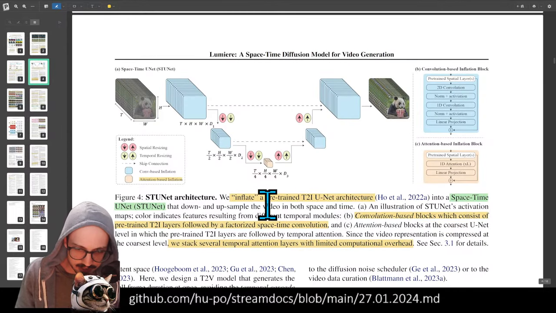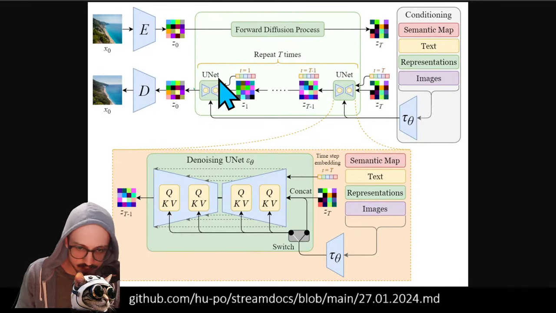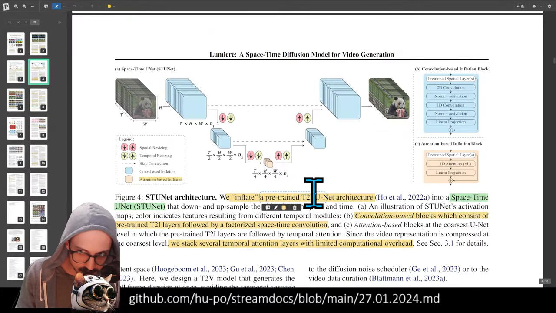What else? This is the STUnet architecture. The way they create this architecture is by inflating a pre-trained text-to-image UNet. They basically take an already existing UNet, one from an already existing text-to-image model, and then they inflate it, which means that they're adding extra layers, right?